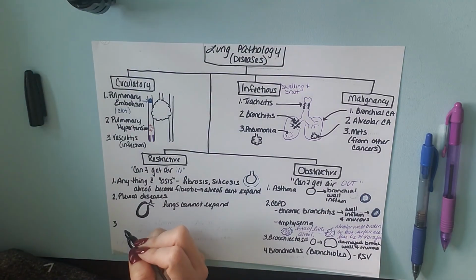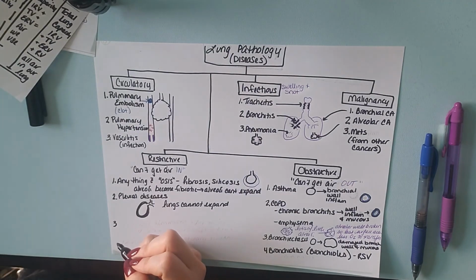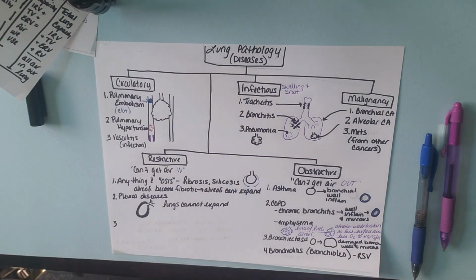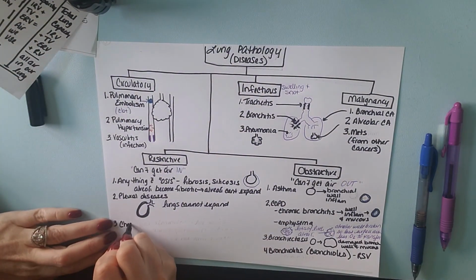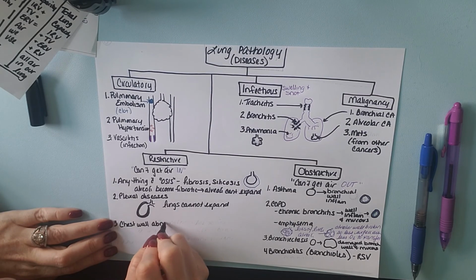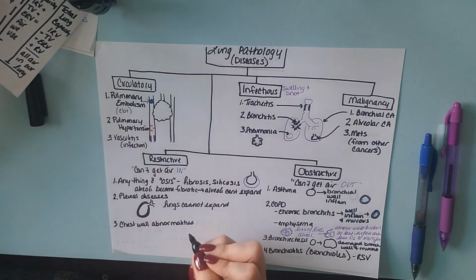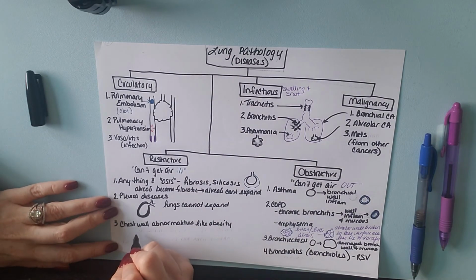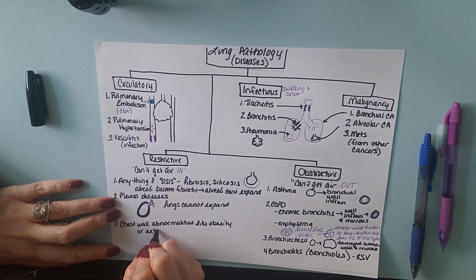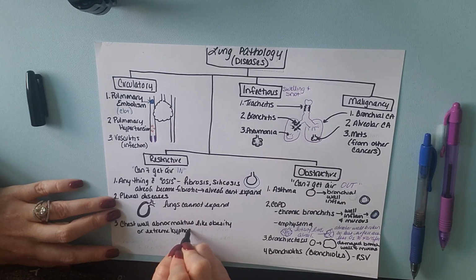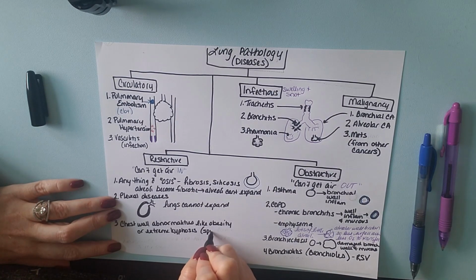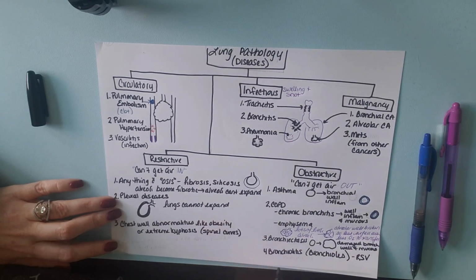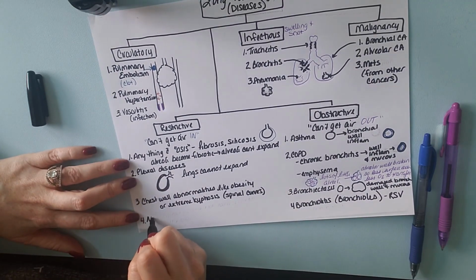Okay, the next is chest wall abnormalities, such as obesity or extreme kyphosis. Kyphosis is when there's a big spinal curve and there's just the mechanisms of the way the body is built. They physically just can't take a big deep breath.